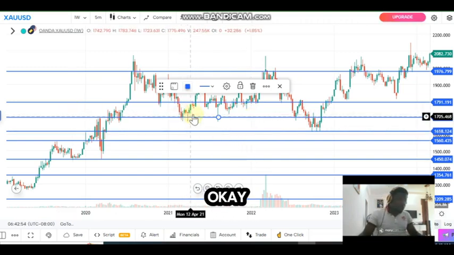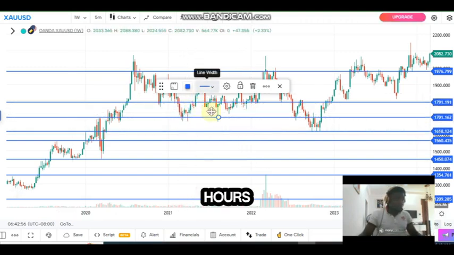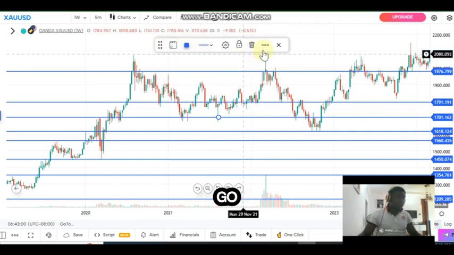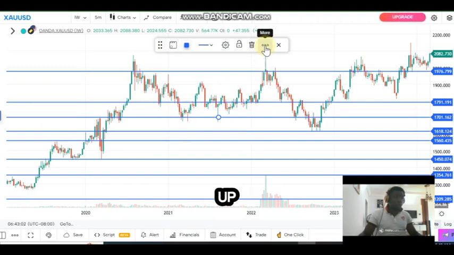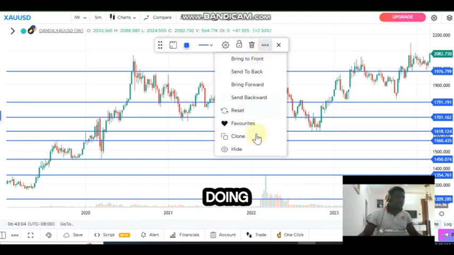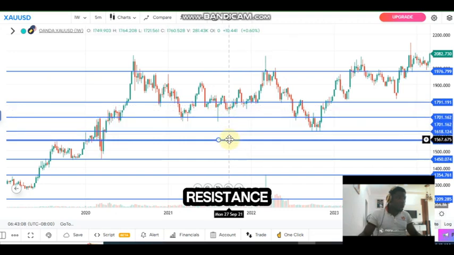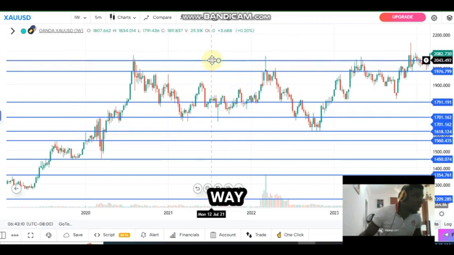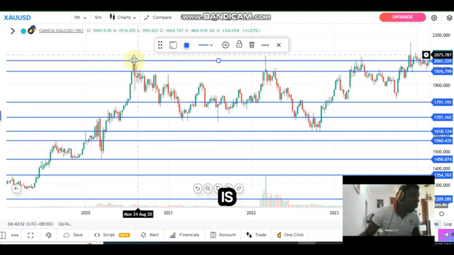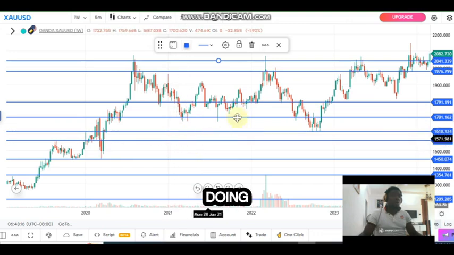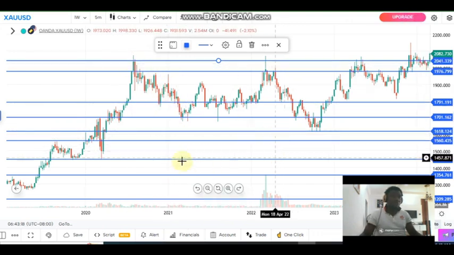I've been able to see this because price got to this point and started going up. Take note of what I'm doing. This is how you plot your support and resistance. This is one way you can do it. Now let's look at this. I can see what price is doing here. Price got to this point and started reversing downward, so there's a resistance at that point.